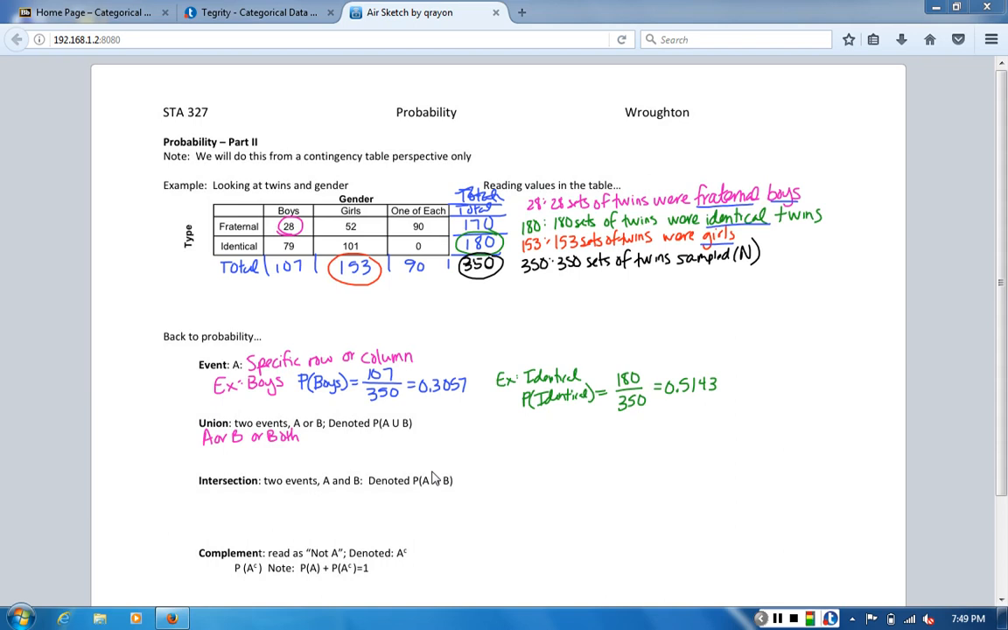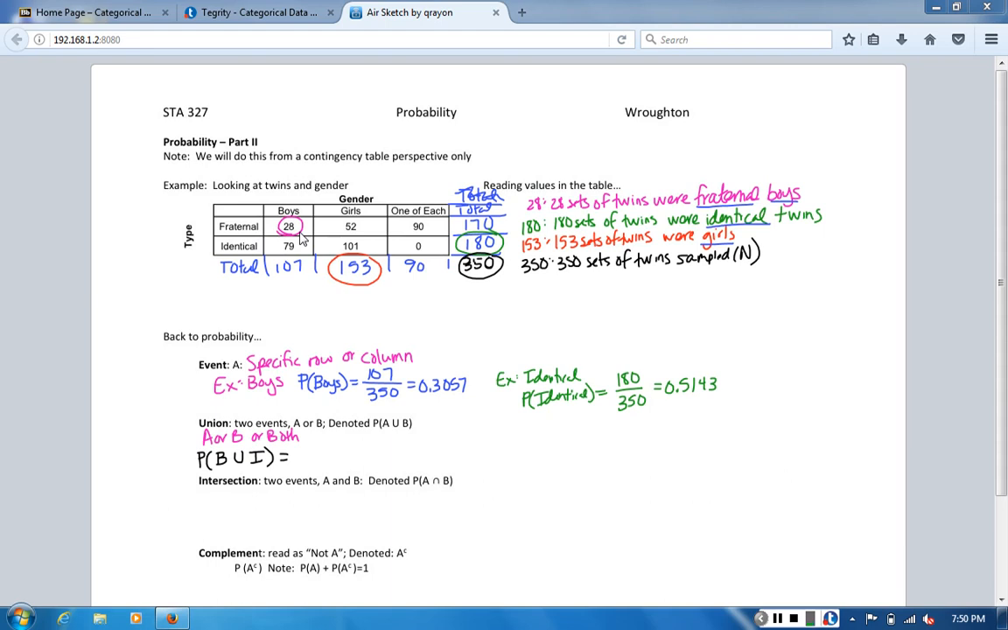To understand this, let's use the two that we have above, boys and identical. If I wanted to find the probability of boys union identical, they either are going to be boys, or they're going to be identical, or they can be both. So I'm going to take anything that's in the boys column and anything that's in identical and add them together. So it's going to be this 28, this 79, this 101, and then technically the 0, even though it doesn't add anything. I'm just going to add those three numbers together here.